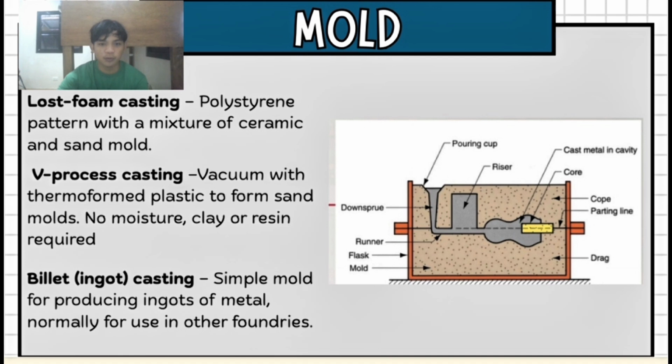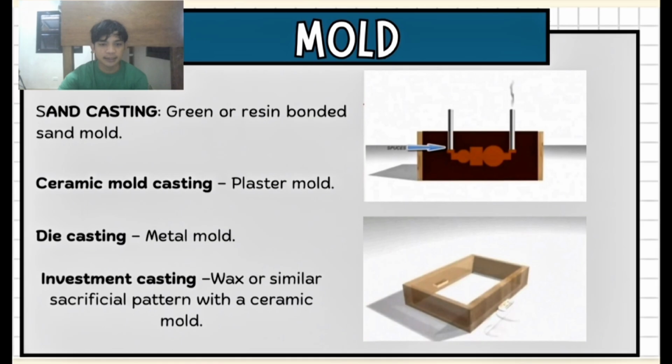Next, we move to a few more common and precision-focused casting methods. Sand casting. This is perhaps the oldest and most widely used method. It involves pouring molten metal into a mold made of green or resin-bonded sand. While versatile and inexpensive, it generally produces parts with a rougher surface. Next, ceramic mold casting. Similar to sand, but using a finer material, a plaster mold, which allows for more intricate shapes and a better surface finish than traditional sand casting.